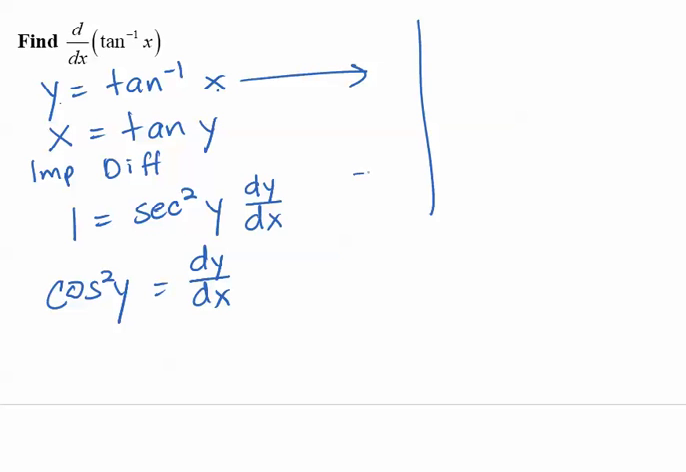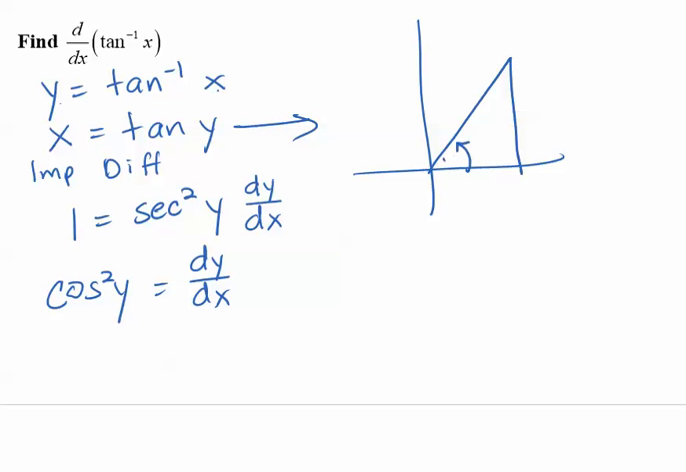But let's go back and look at a triangle again. So we want an angle that satisfies this equation. Those first two equations are equivalent. So we want to make a triangle that has an angle y, and we want the tangent of that angle to be x. So the tangent is the ratio of the opposite leg to the adjacent leg. So we would have to put x and 1 in this position to have a tangent of y that would be equal to x over 1.